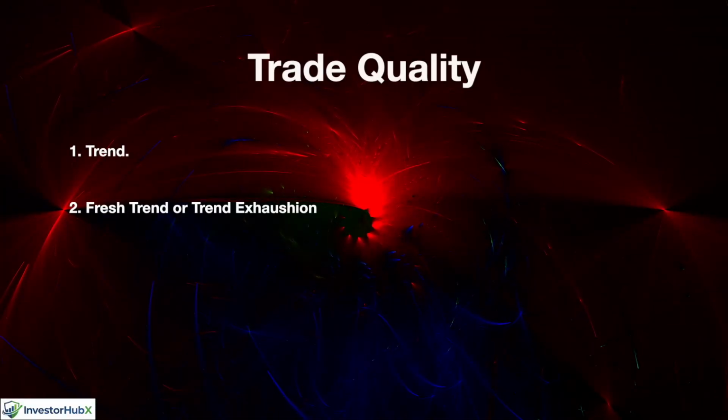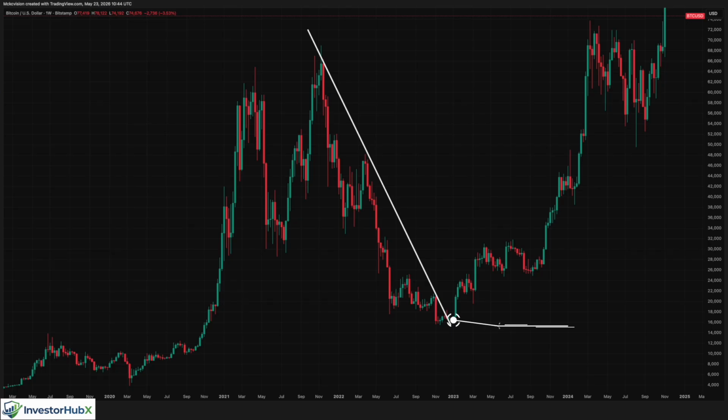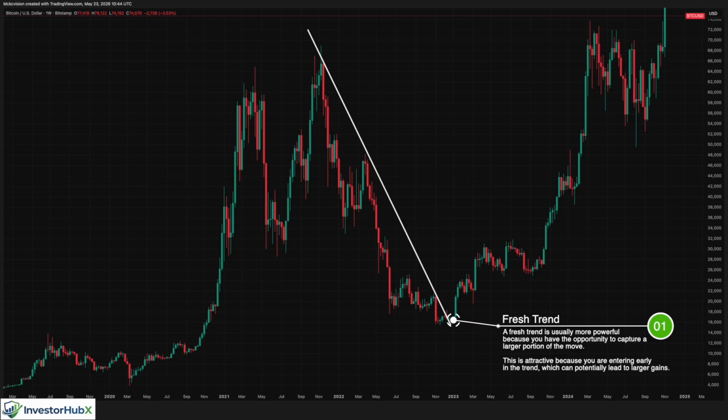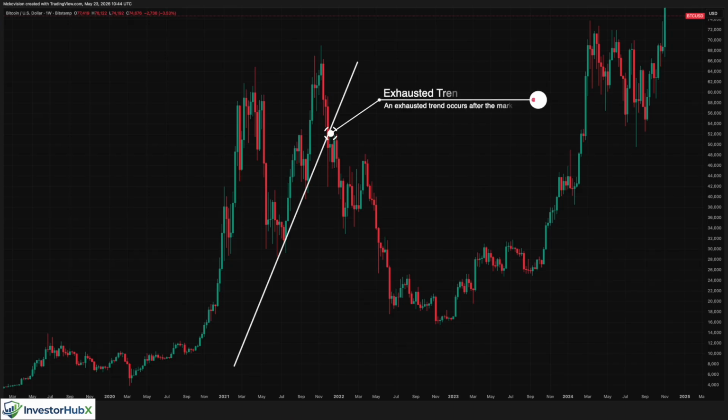The second factor is whether the trend is a fresh trend or an exhausted trend. A fresh trend is usually more powerful because you have the opportunity to capture a larger portion of the move. This is attractive because you are entering early in the trend, which can potentially lead to larger gains. On the other hand, an exhausted trend occurs after the market has already moved significantly, and traders may begin taking profits. However, an exhausted trend does not automatically mean you should immediately enter a short trade. A market can remain overbought longer than you expect.